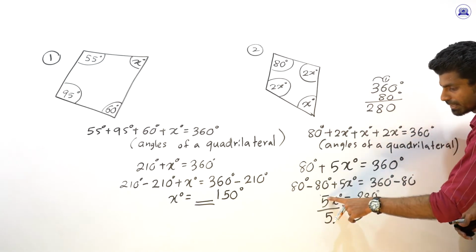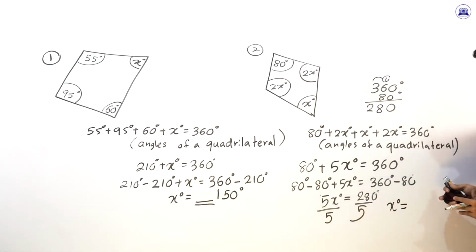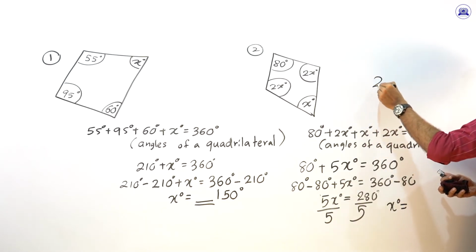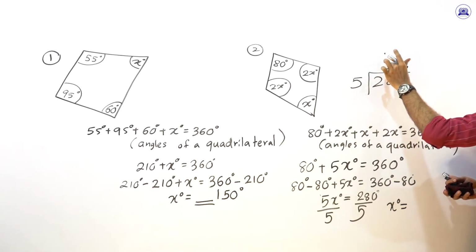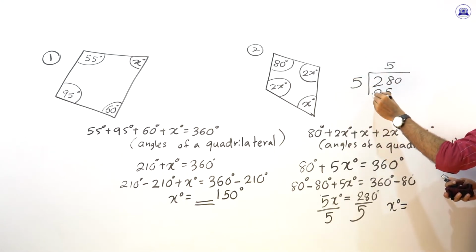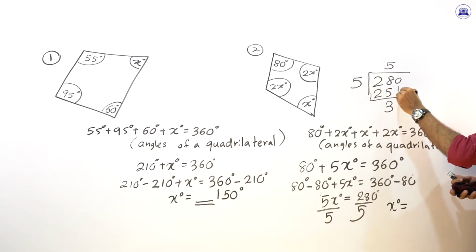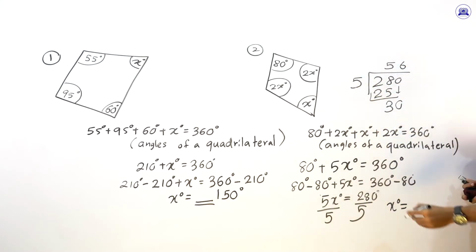5 to 5 will be cancelled out. X equals 280 divided by 5. What is the answer, my dear student? 5 into 5 is 25. 28 minus 25 is 3. Then you need to take the 0. How many 5s in 30? Just 6. X equals 56. So that is the answer.